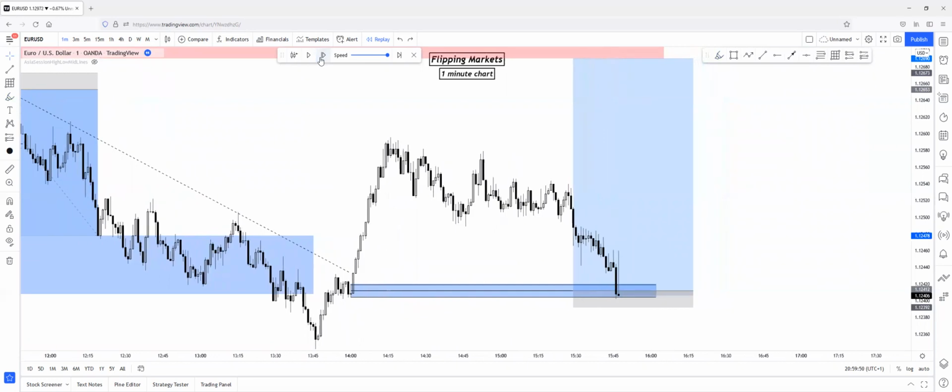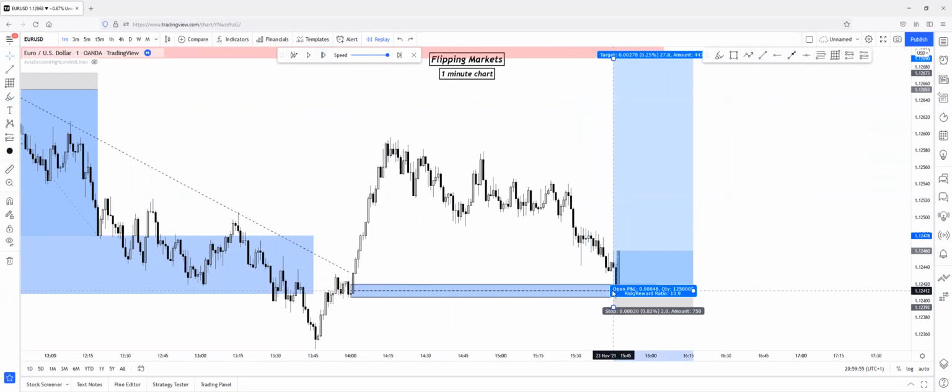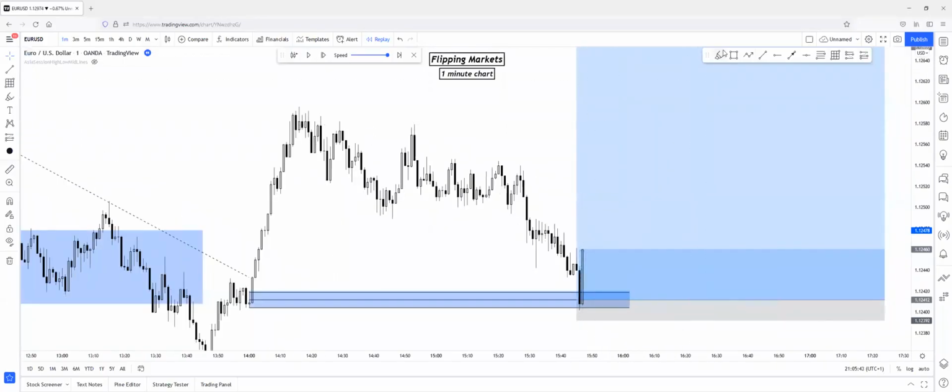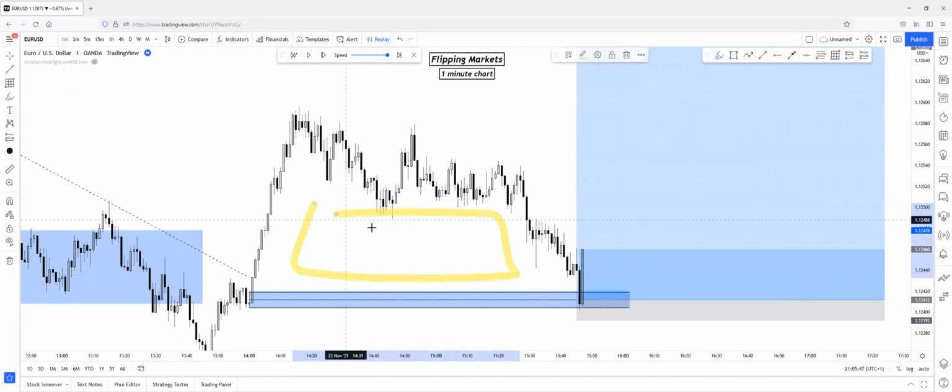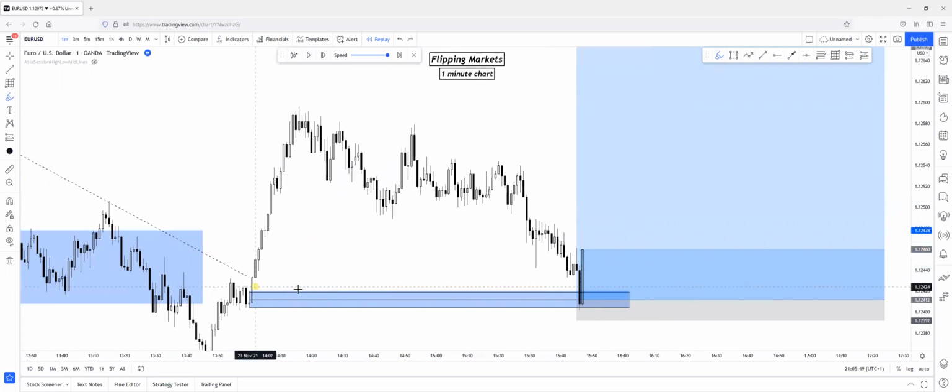Let's see what happens. Okay, and actually we are tagged into the trade right now. As you can see, it mitigated the 50% of this demand zone, and we are tagged into the trade. So price collected all of the liquidity from this region. This region between the demand zone and this high was just a liquidity build up just for the demand zone.